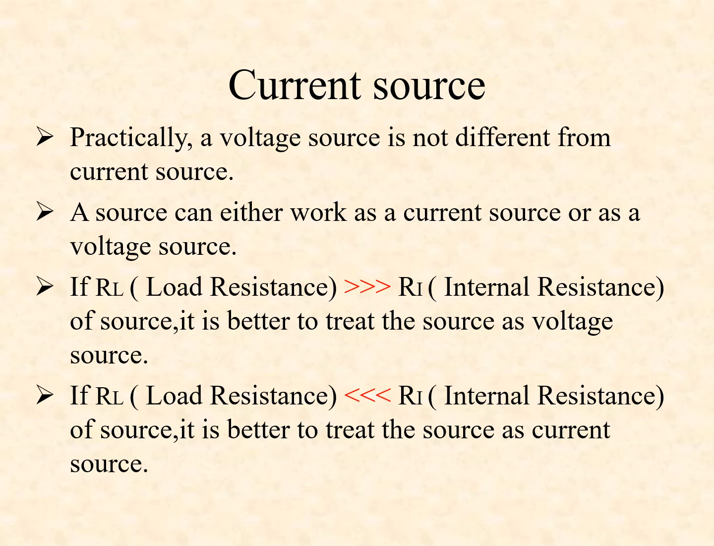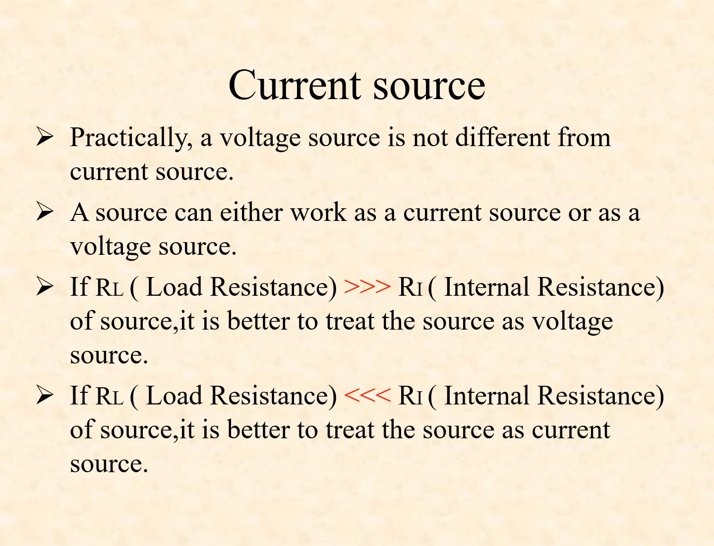Practically, a voltage source is not different from current source. A source can either work as current source or as a voltage source. If load resistance RL is very much greater than internal resistance Ri of the source, it is better to treat the source as voltage source. If load resistance RL is very much smaller than internal resistance Ri of the source, then it is better to treat the source as current source.